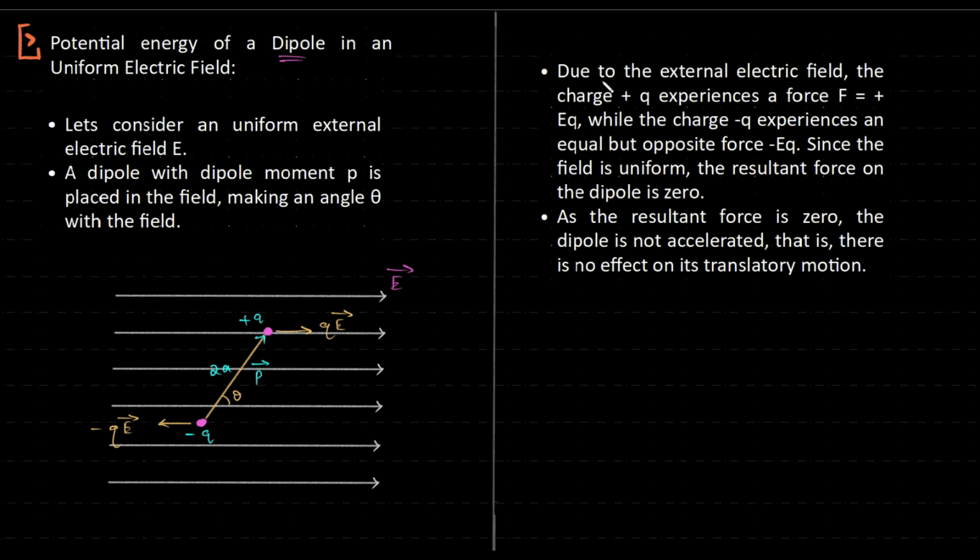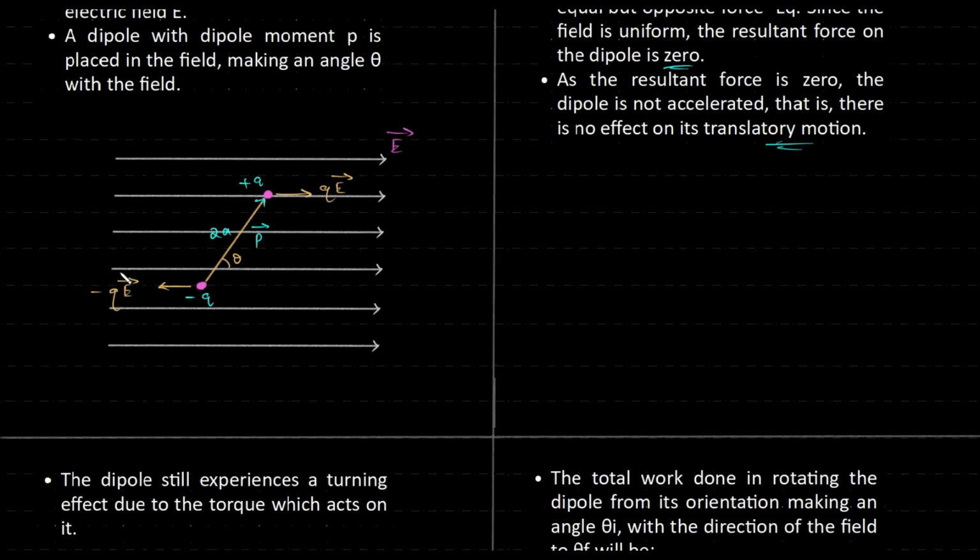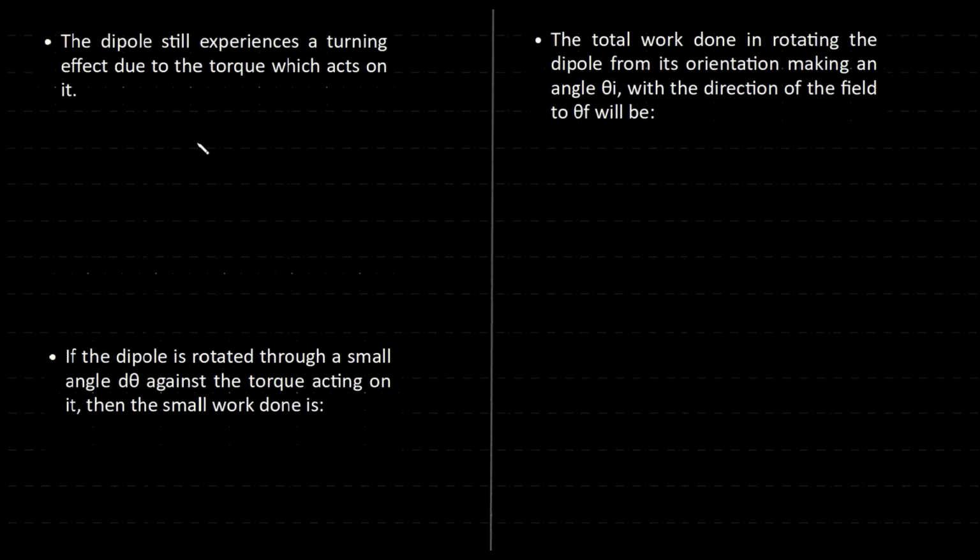So we have the write-up telling that the charge Q will experience the force of EQ and minus Q experiences the force of minus EQ. Since the field is uniform, the strength has to be the same, and so the resulting force is 0. There's no translational motion. Agree? But there is rotational motion. The dipole still experiences a turning effect, and the turning effect is force into perpendicular distance.